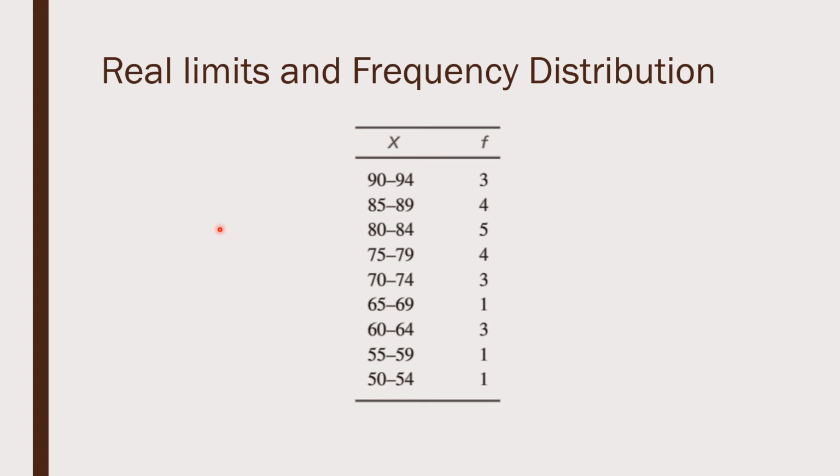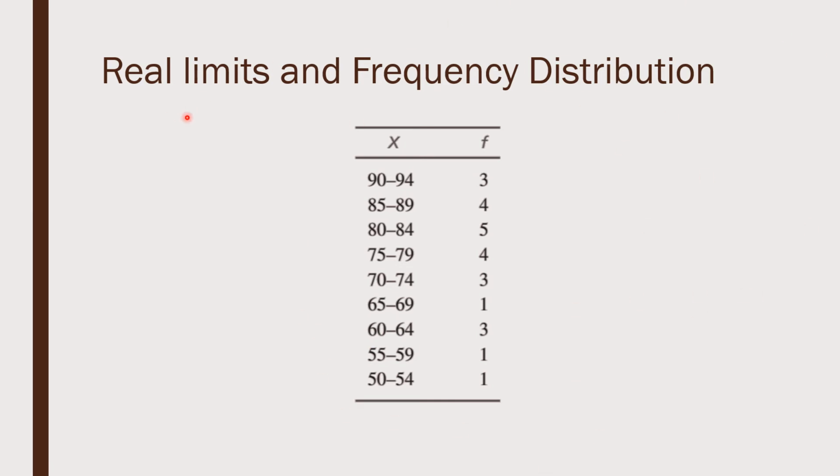If you look at the raw data, you can look at the values that fall between 50 and 54 and write the frequency for that. You can look at the values that fall between 55 and 59 and write the frequency for that. So we're looking at any number that falls between these two values, and we count the frequencies. This is how it's going to work.